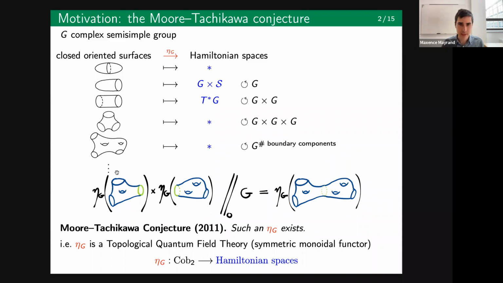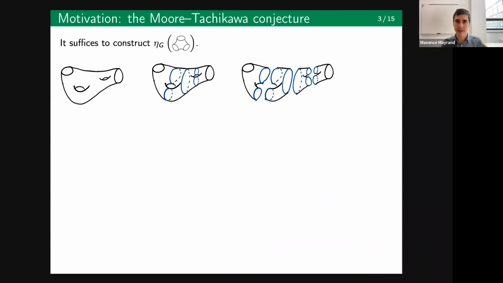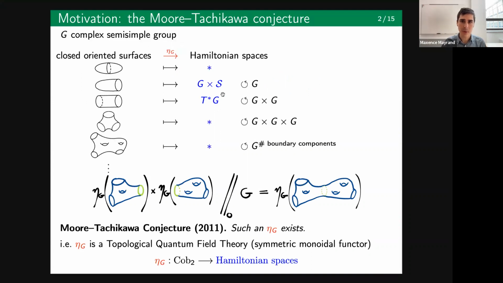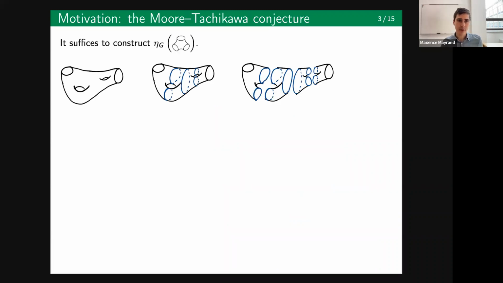Okay, so why is this an interesting and highly non-trivial conjecture? It's mainly because of its examples. First of all, it suffices to construct the variety associated with the 3-punctured sphere, the pair of pants, because any surface can be decomposed into 2 pieces consisting of these pairs of pants or the cap, and the cap is part of the conjecture. If I go back, the cylinder is associated to the cotangent bundle because it's kind of the identity in this category. So it suffices to construct this variety. That's supposed to be a Hamiltonian G cross G cross G space, so with 3 commuting Hamiltonian actions of G.